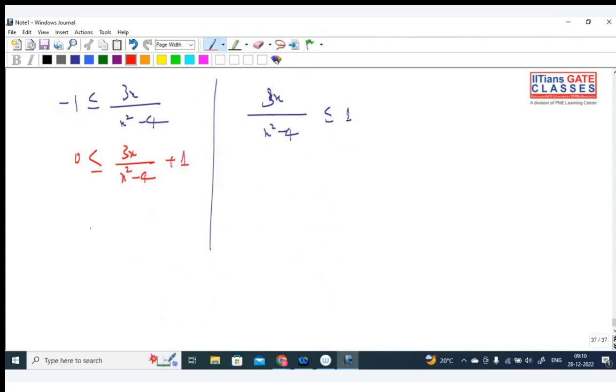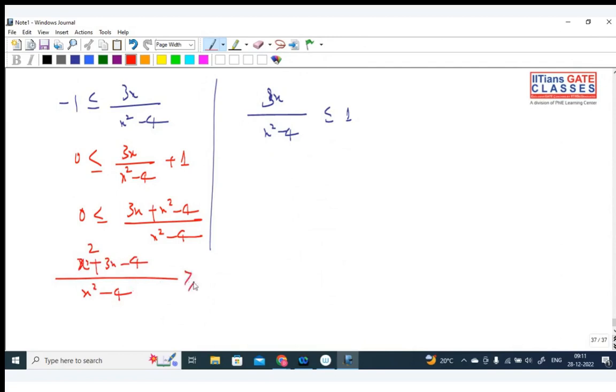I believe this is fine for everyone. So this is 3x minus the quantity x square minus 4, okay, upon x square minus 4. So you can write this as x square plus 3x minus 4 by x square minus 4 greater than 0. Okay, now you can solve this using the wavy curve. I'm not going to solve this, right? And for this also, don't cross multiply. Okay, don't.